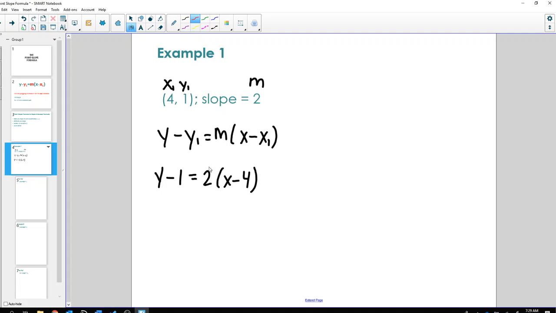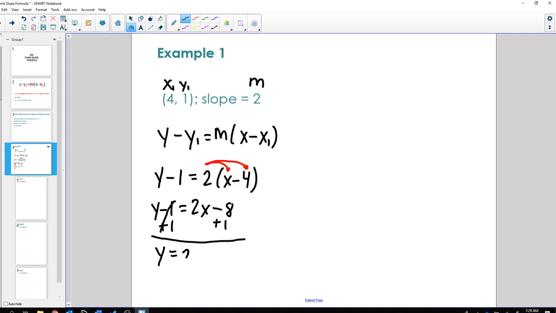Now this will be where I then distribute my slope. So this left side is going to stay the same. It's still y minus 1 for now, equals 2 times x is 2x. And then 2 times a negative 4 is going to be negative 8. So once I'm here, that next step is to get my y by itself, or isolate my y. The opposite of subtracting 1 is going to be adding 1. And what I do to one side, I have to do to the other side. So this will cancel. Negative 1 plus 1 is 0. So all I'm left with on that side is y.